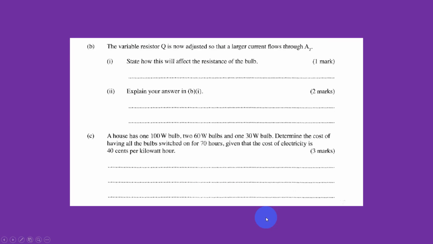Let's look at the other part of the question. The variable resistor Q is now adjusted so that a larger current flows through A2. State how this will affect the resistance of the bulb. So we're told that the variable resistor is now adjusted so that a larger current flows through A2, and we want to see how this will affect the resistance of the bulb.